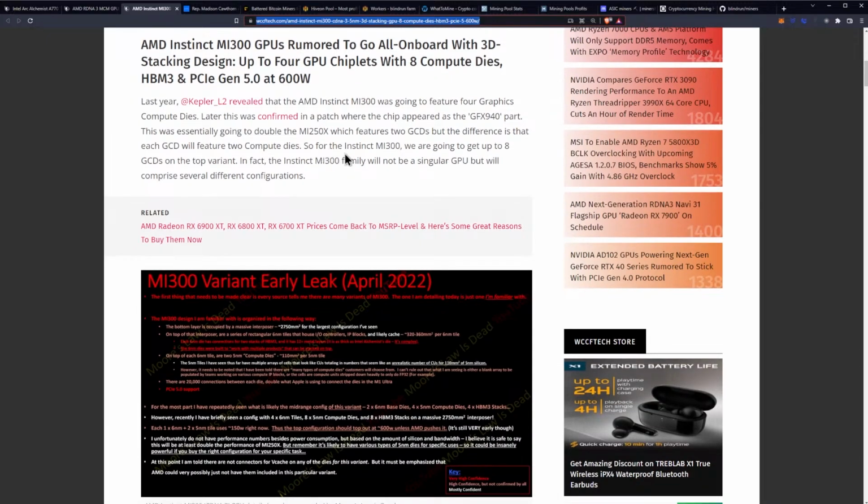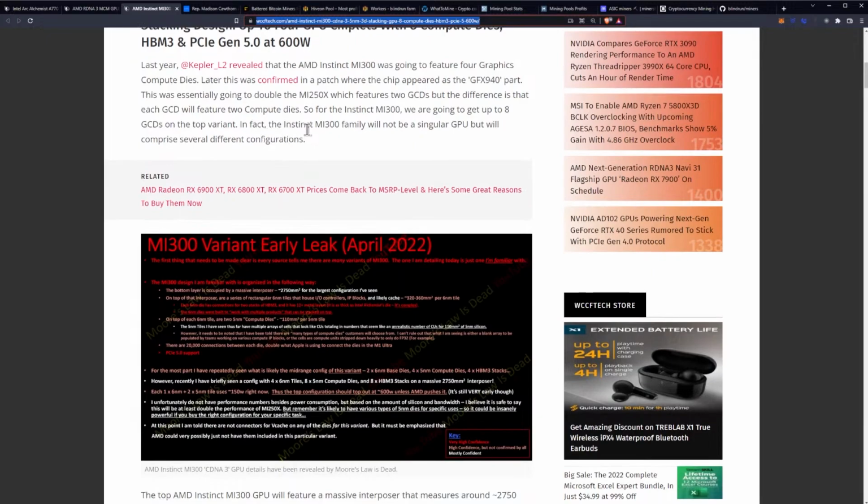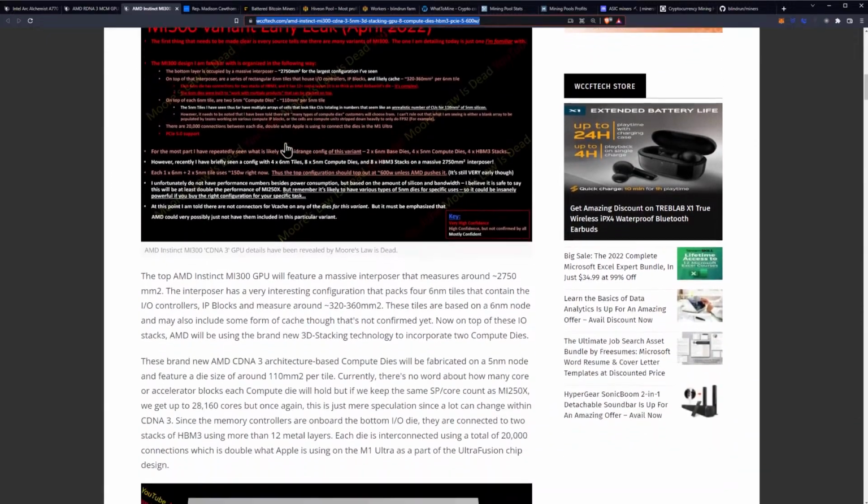This was essentially going to double the MI250X, which features 2 GCDs, but the difference is that each GCD will feature 2 compute dies. So for the Instinct MI300, we are going to get up to 8 GCDs on the top variant. In fact, the Instinct MI300 family will not be a singular GPU, but will comprise several different configurations.